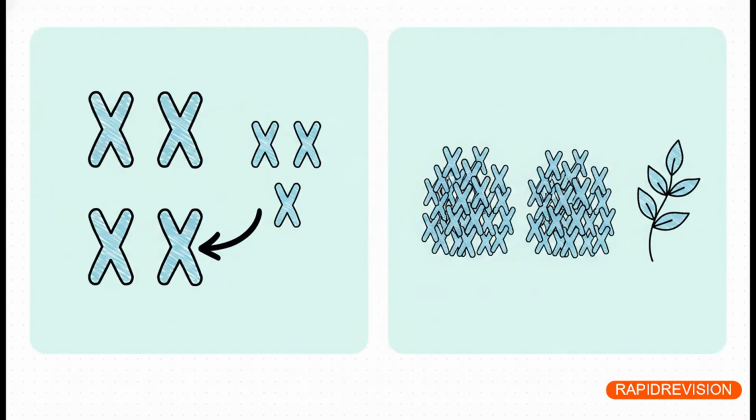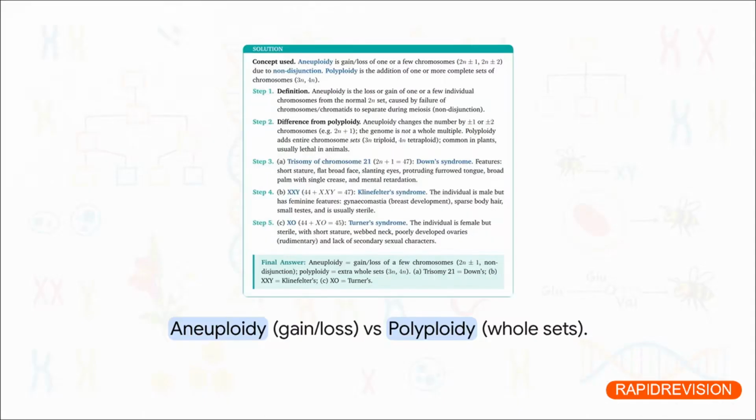It happens due to non-disjunction during meiosis. Polyploidy, on the other hand, is the multiplication of an entire genomic set, like going up to 3n or 4n. A simple mnemonic to remember: plus or minus a few equals aneuploidy, multiply a whole set equals polyploidy. By the way, polyploidy in plants is quite common, but in animals it's usually completely lethal.